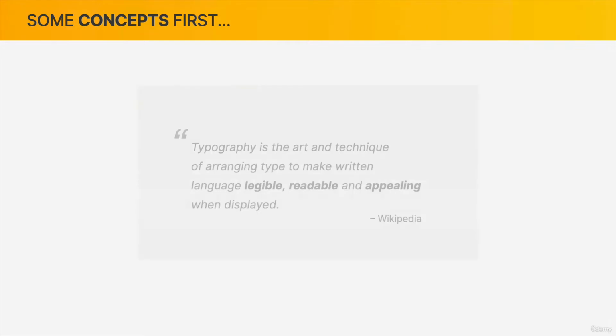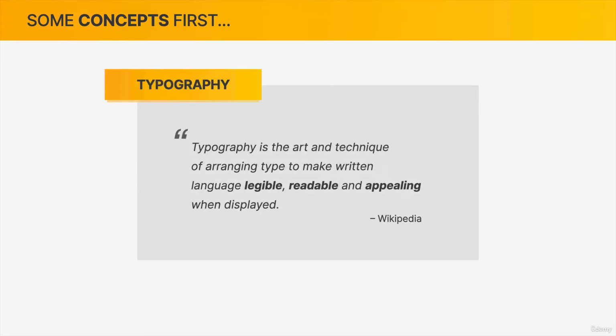And we will start this lecture with two concepts that you need to know before learning about typography rules. And the first one is what typography actually is. So according to Wikipedia, typography is the art and technique of arranging type to make written language legible, readable, and also appealing when applied. Or in other words, typography is all about making text beautiful and easy to read.